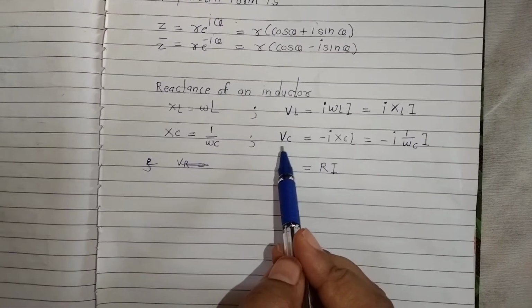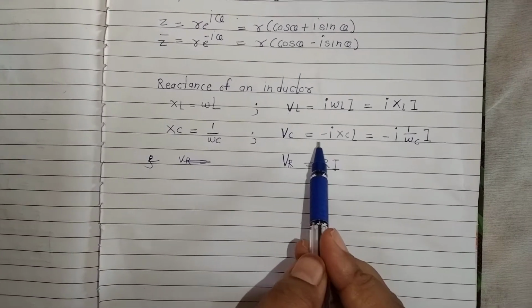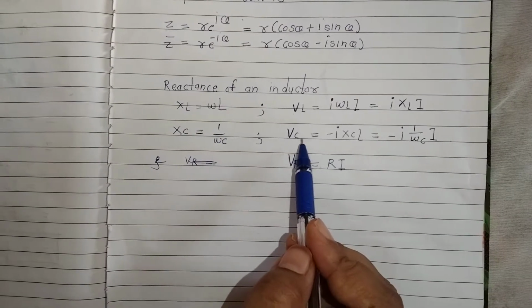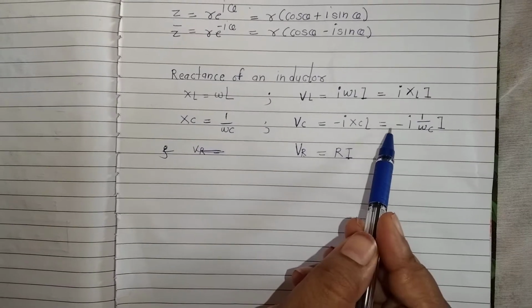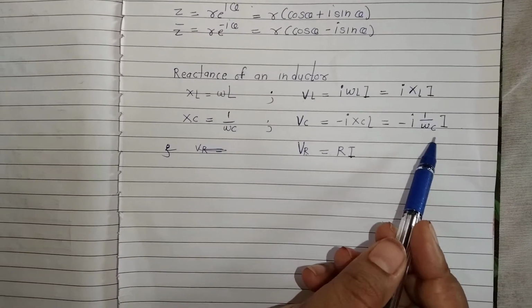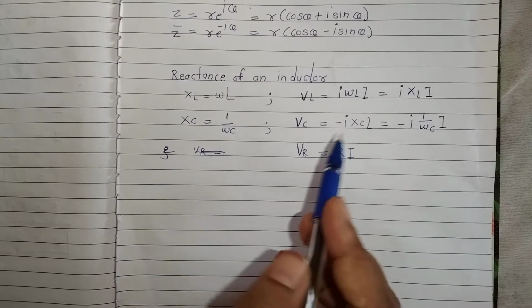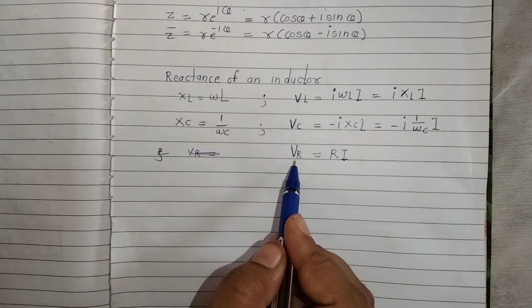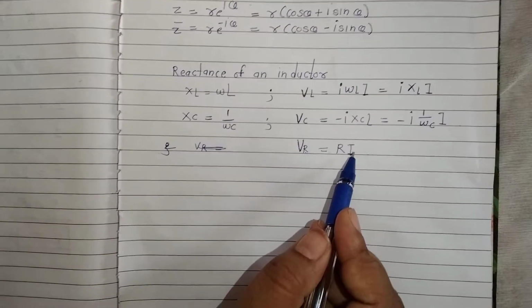When I is the current flowing through the circuit containing a capacitor, the potential difference across the condenser VC is equal to minus i XC I, which is equal to minus i 1 by omega C into I. If the circuit is purely resistive, then the potential difference across the resistance is VR equals R I.